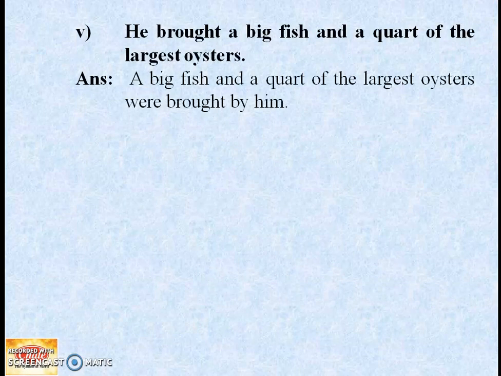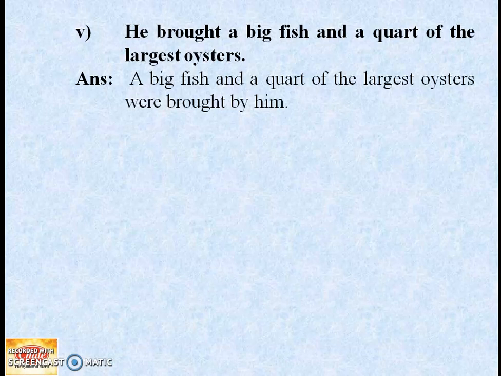Next example, he brought, what did he bring? A big fish and a cart of the large oyster. I will read it once again. He brought a big fish and a cart of the large oyster. Oyster is one type of fish. It's in active sense, it's an active structure. Let's find out the object. He brought. What did he bring? A big fish and a cart of the large oyster. So it's in simple past tense.